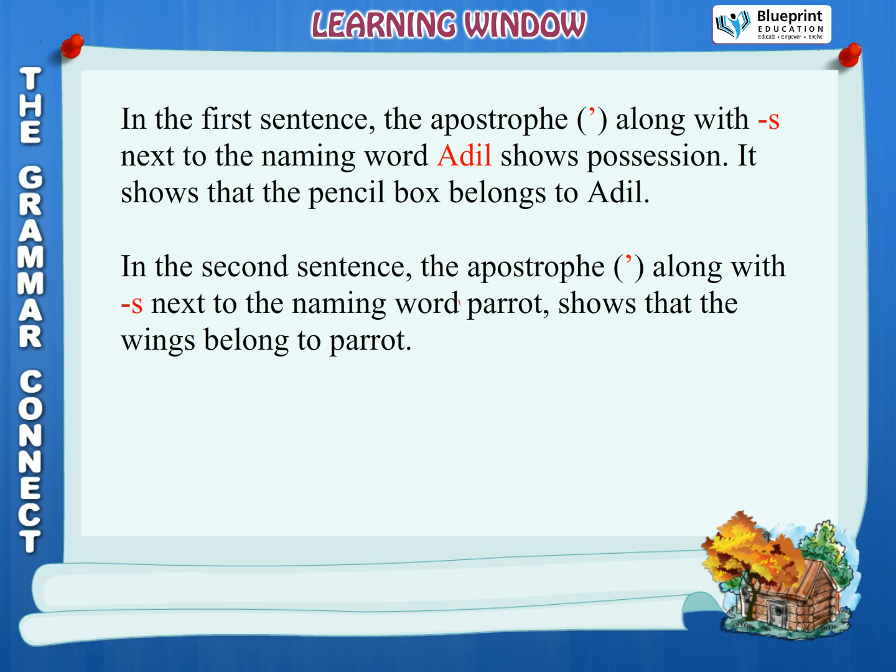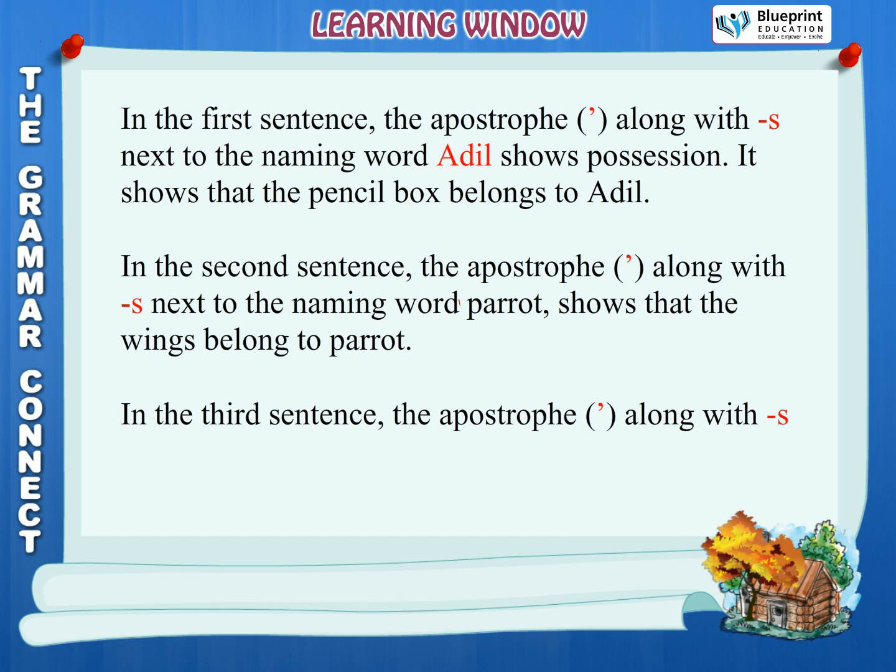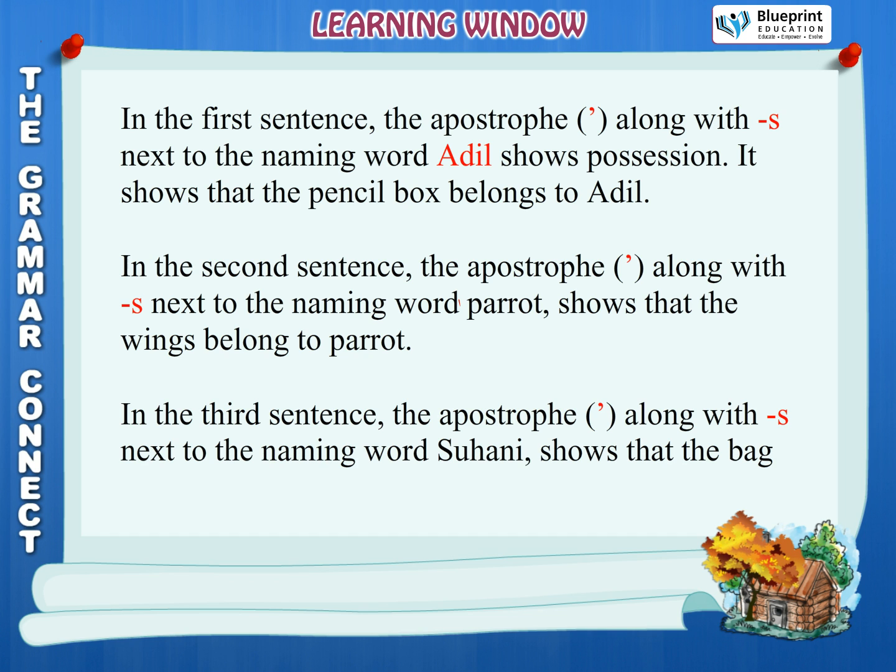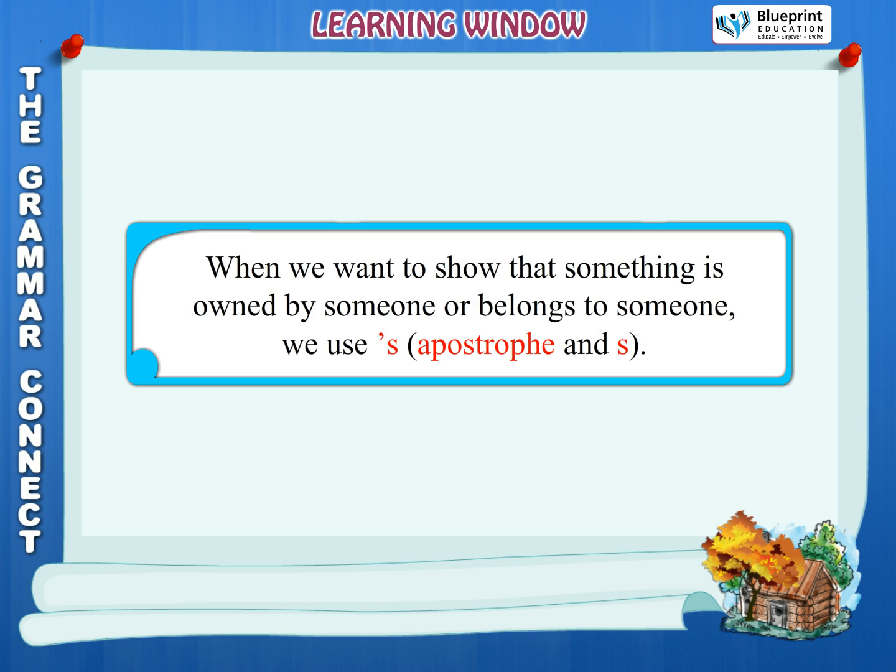In the second sentence, the apostrophe, along with S next to the naming word, parrot, shows that the wings belong to the parrot. In the third sentence, the apostrophe, along with S next to the naming word Suhani, shows that the bag belongs to Suhani. When we want to show that something is owned by someone or belongs to someone, we use apostrophe and S.